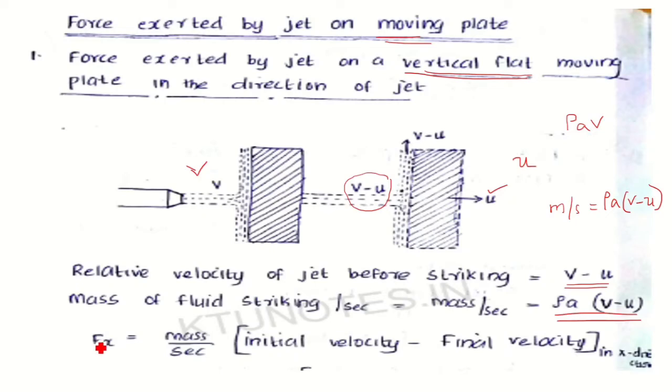In order to find the force exerted by the jet in the x direction, the equation will be mass per second into the initial velocity with which the jet strikes the plate minus the final velocity.